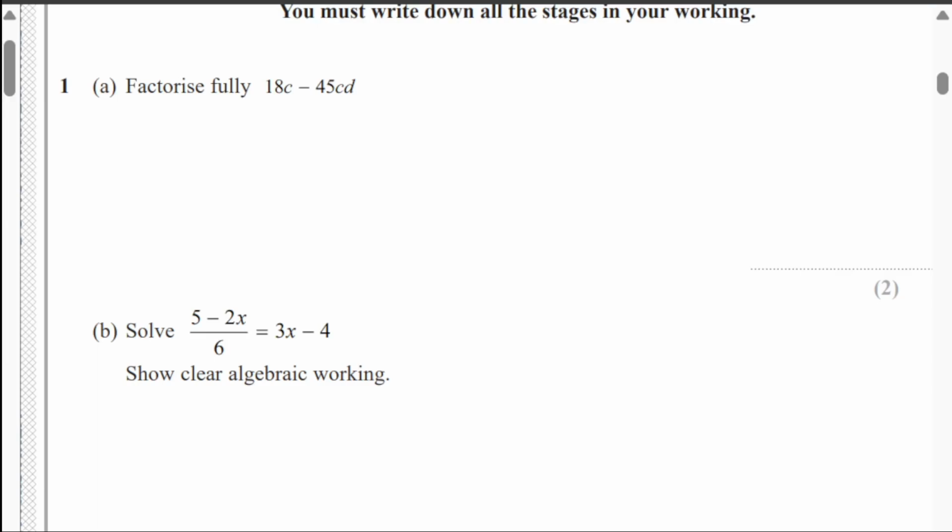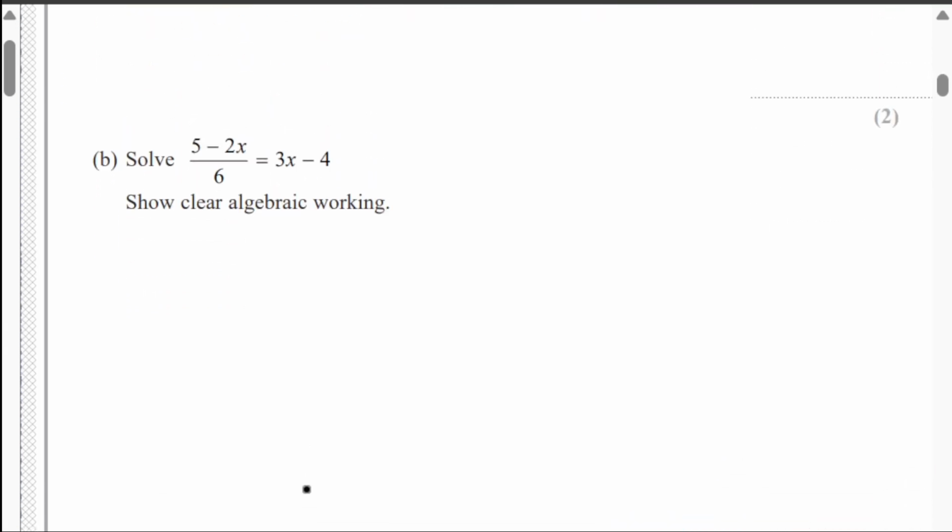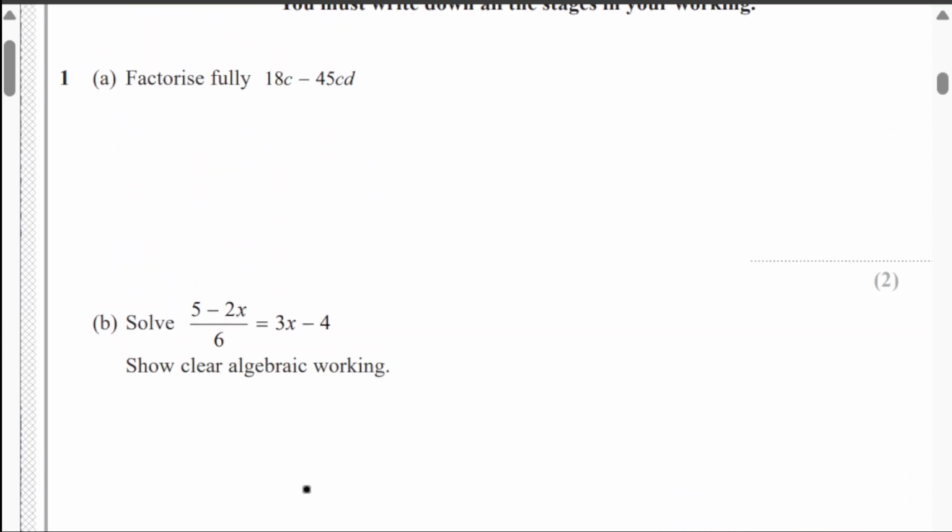Question 1 is 5 marks. It's just 2 parts, part A and B. The first part says factorize fully. When it says factorize, it means what's in here and here at the same time.